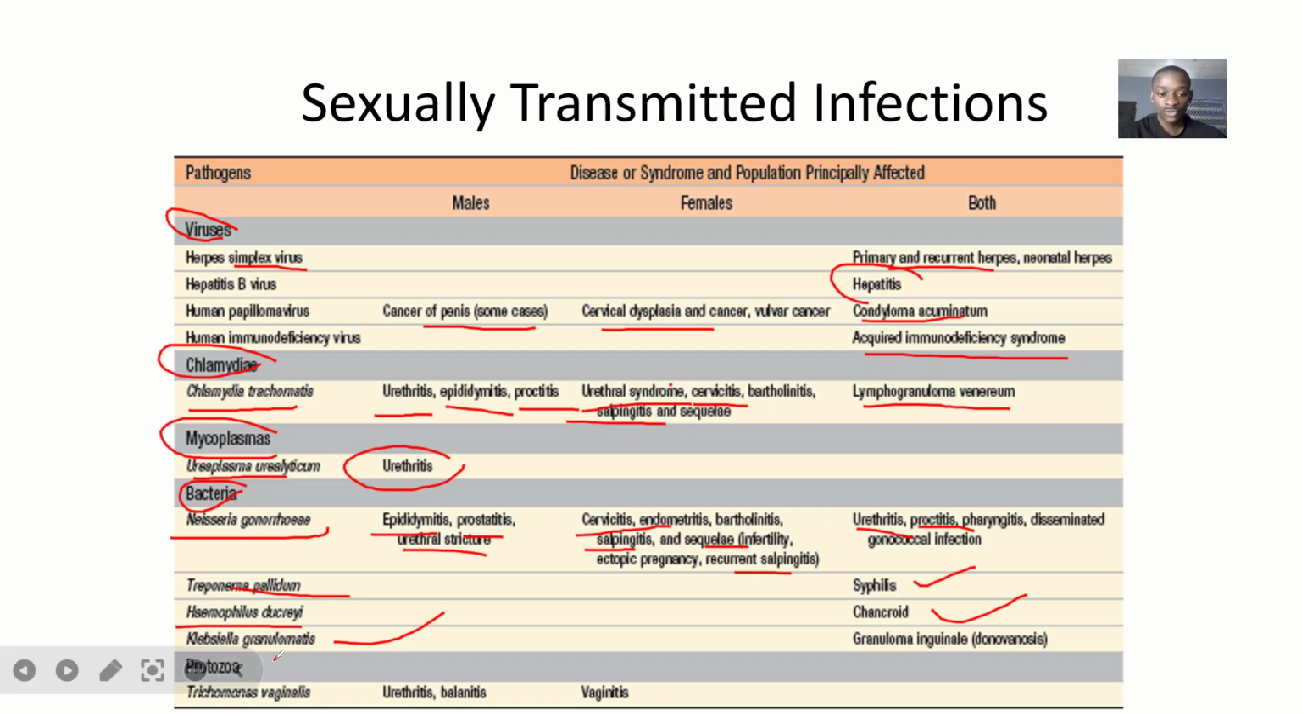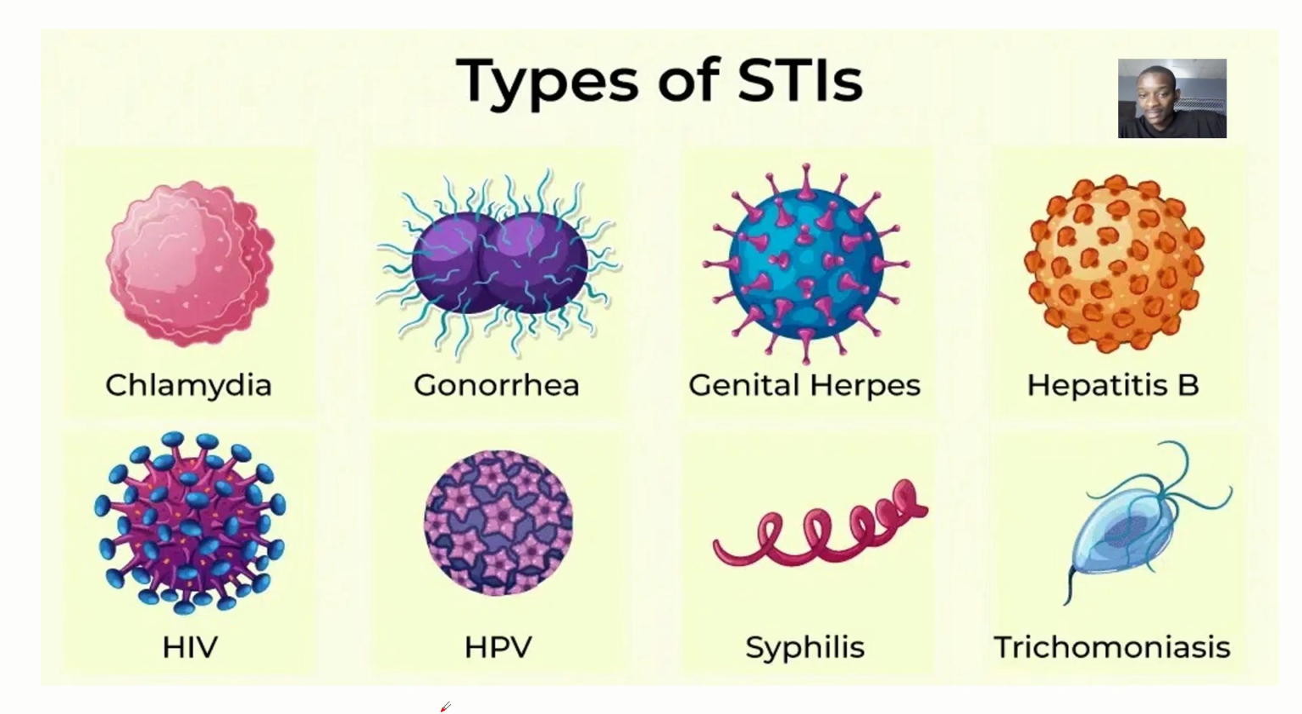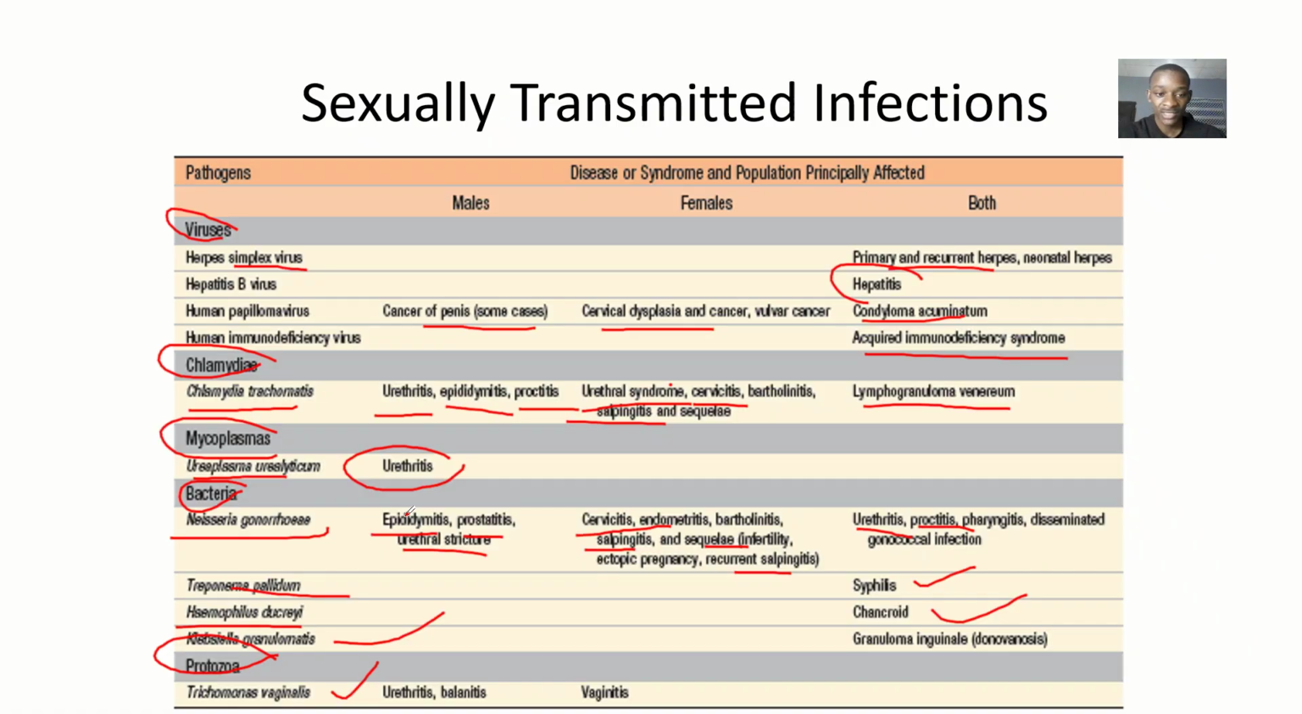Then going to the protozoa, we just have one example on that. We have the Trichomonas vaginalis. All right. So Trichomonas vaginalis in males can cause what? Urethritis. That's inflammation of the urethra. It can also cause what? Balanitis. All right. Then in females, this organism can cause what we call vaginitis.